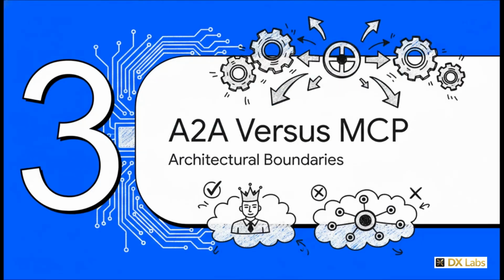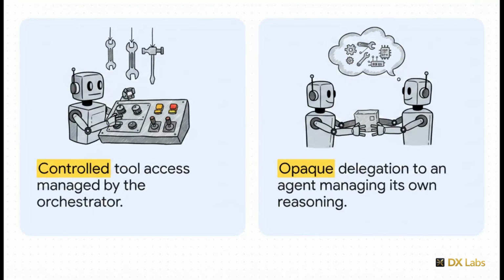Section 3, A2A versus MCP. Both of these are fantastic modern AI standards, but we really need to examine their architectural boundaries and figure out where the orchestration control actually sits. Let's look at this architectural boundary.